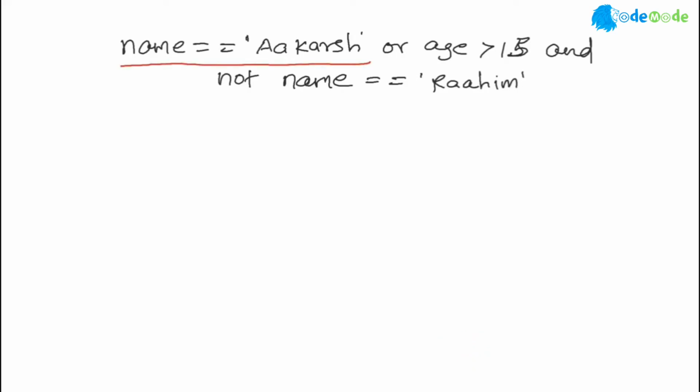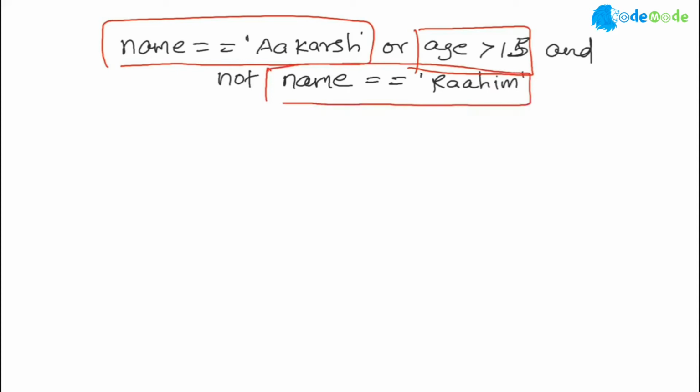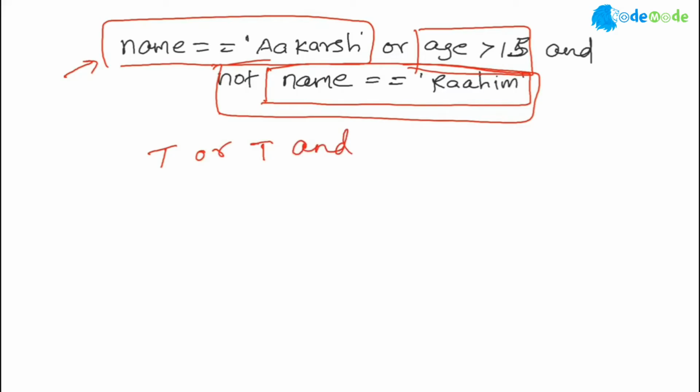The first condition is this, the second condition is this, and the third condition is this. Actually, this is my third condition, right? So right now, let's say name equal to Akarsh. What will happen is this will become true, or Akarsh's age is more than 15, so this becomes true. And then it says name equal to Rahim. This is false because name is Akarsh. So if this is false, and then I'm saying not on top of it, that means this becomes true. So this is true or true and true.